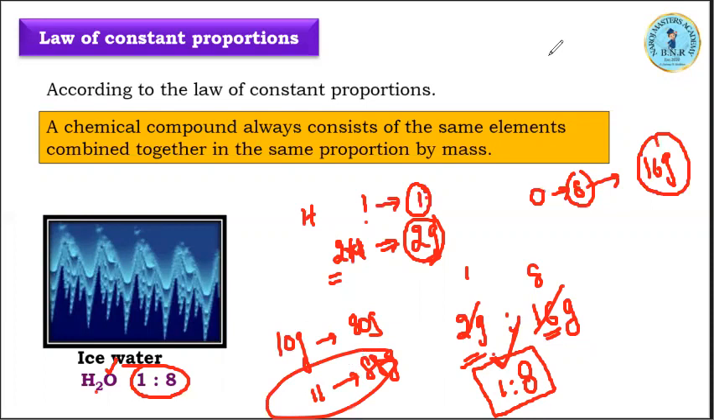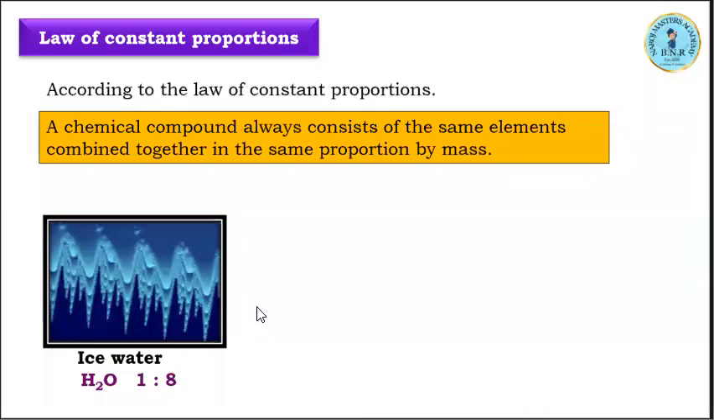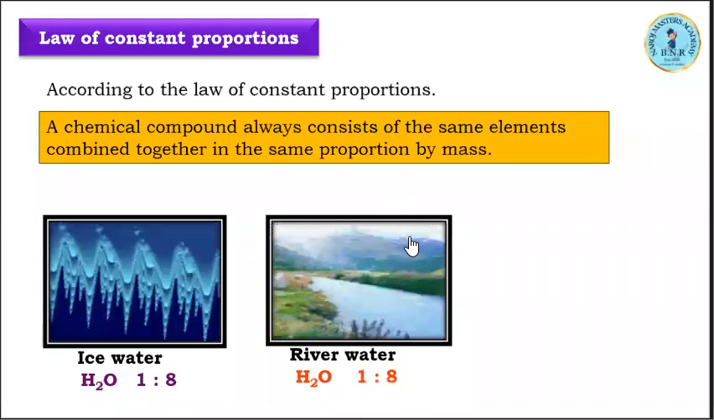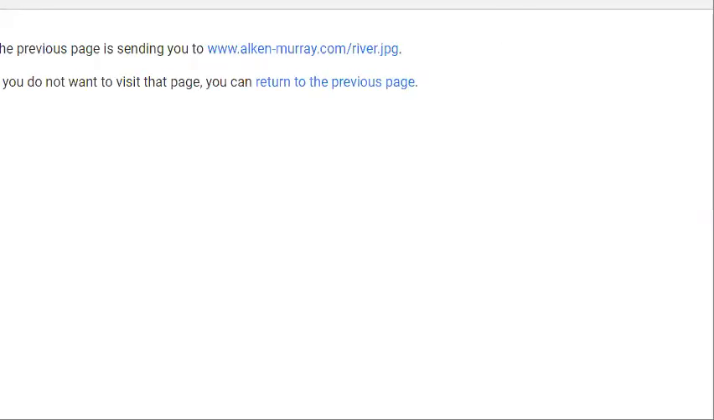Remember, very, very important. Now, here it is ice water and here it is river water. Is there any change in the water? Is there any change in the chemical formula? Is there any change in the mass ratios? No. Wherever you find this water, whether in the form of ice, liquid river water or sea water, it is always the same.